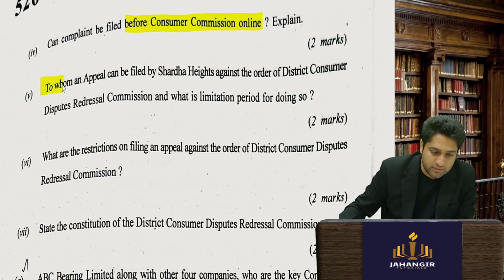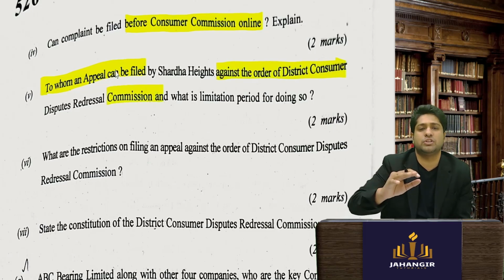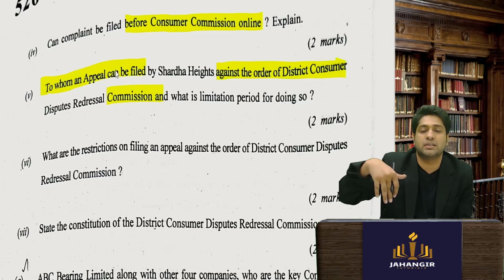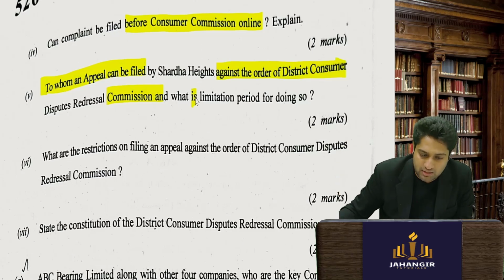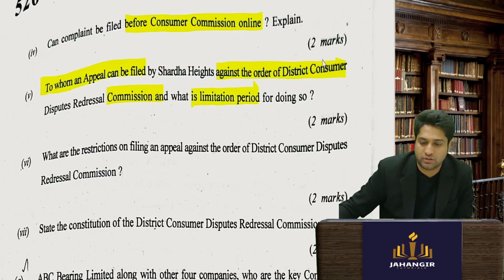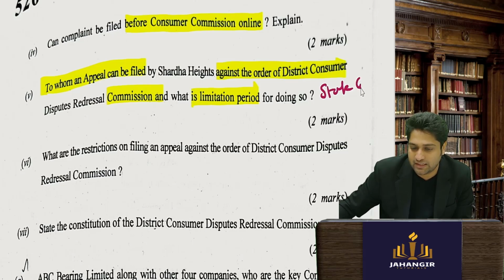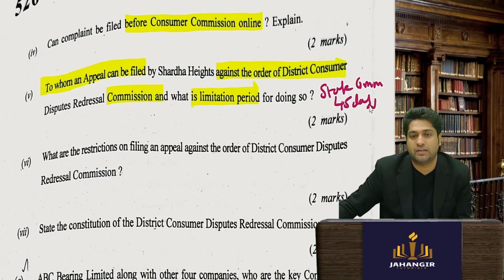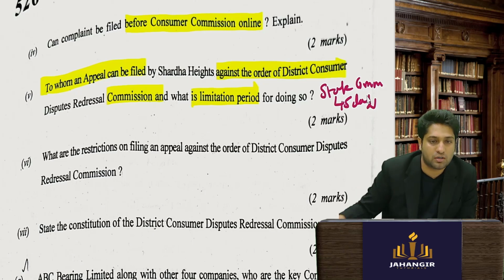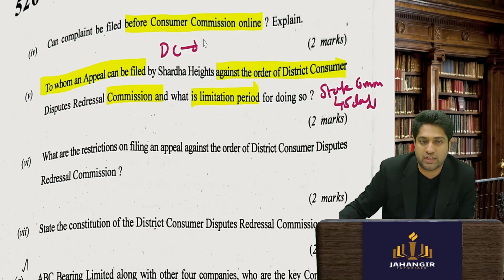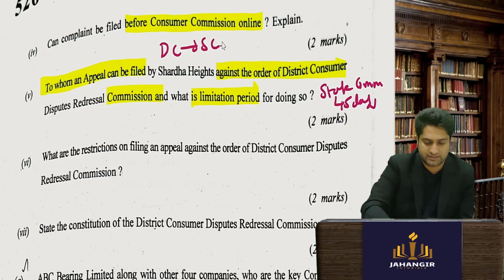Next, to whom shall the appeal lie against the order of the district commission? Very simple: the appeal from the district goes to the state, and from the state it goes to the national commission. And what is the limitation period for doing so? Here you go to the state commission if you are not happy with the decision, and you will have to go within 45 days. So the appeal from your district commission to the state commission is within 45 days.